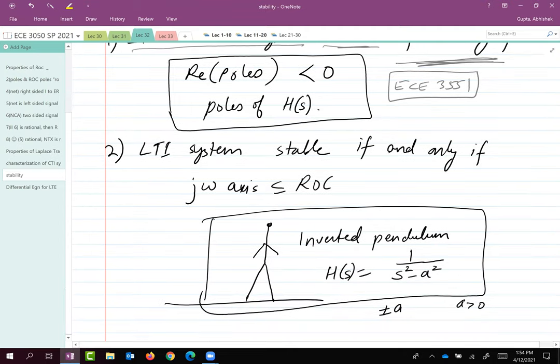Now, on the other hand, for a generic LTI system, I'm not talking about causal systems here, it would be stable if and only if the j omega axis lies in the region of convergence. Okay, so these were the two properties, causality and stability, which you can infer just by looking at the pole zero diagram of the transfer function H(s) of the LTI system, and by looking at where the region of convergence lies.